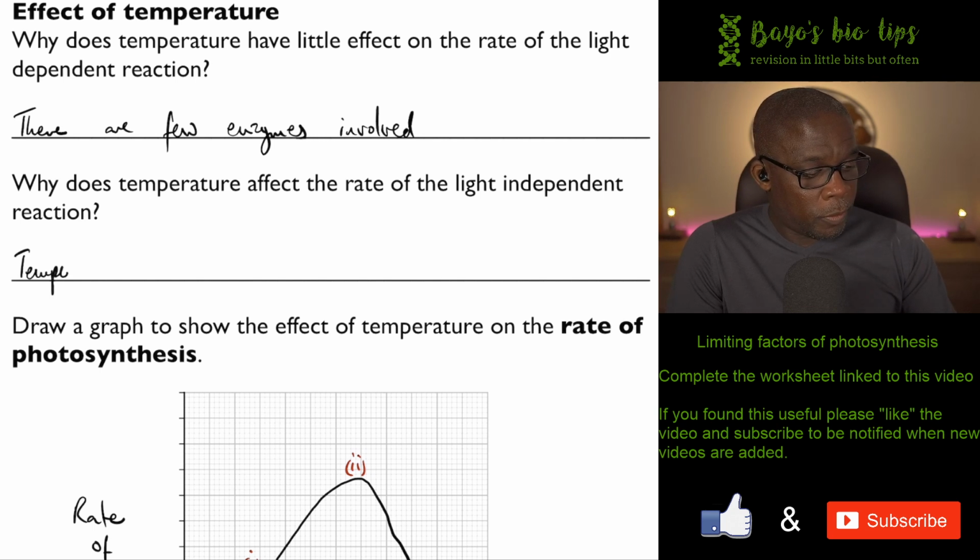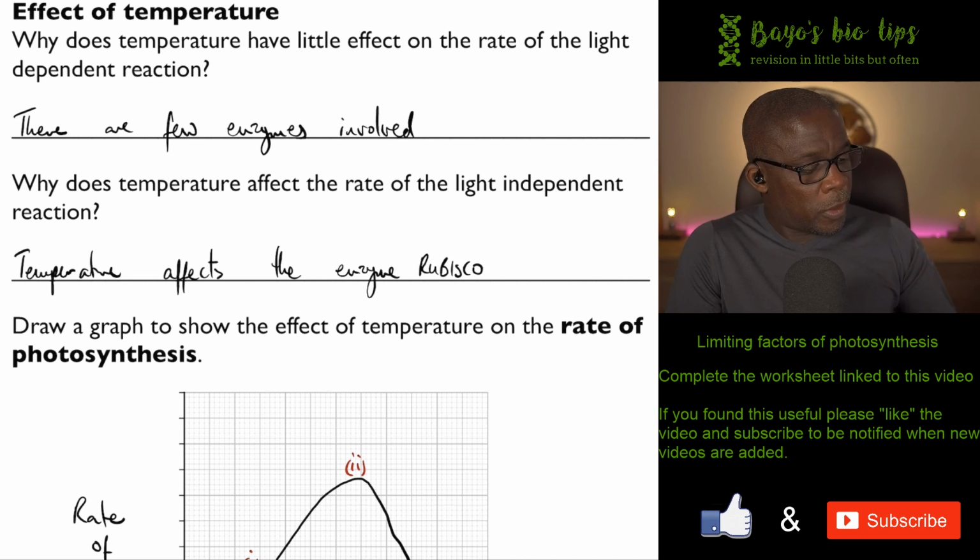So temperature affects the enzyme rubisco in the Calvin cycle.